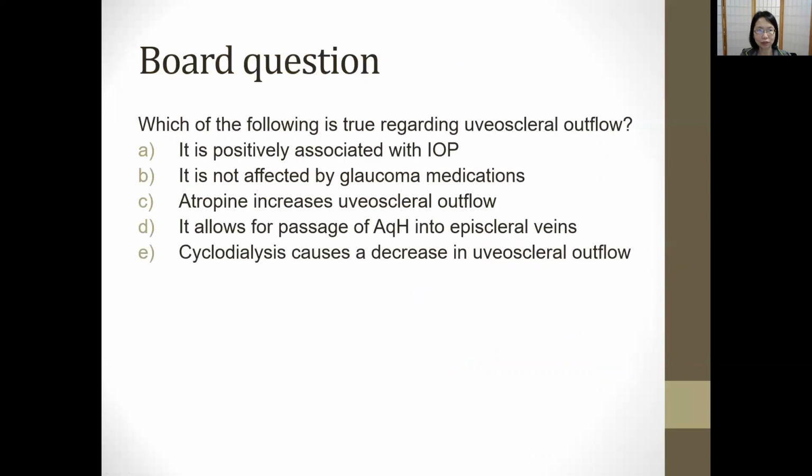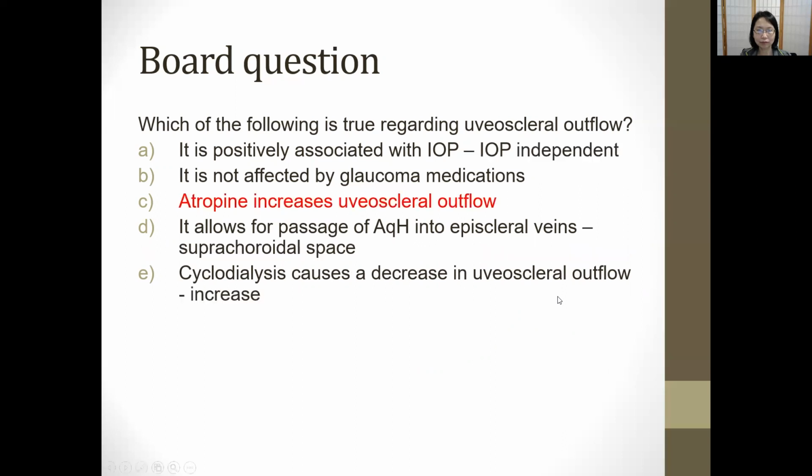So here's another board question. Which of the following is true regarding uveoscleral outflow? Choice A, it is possibly associated with IOP. Choice B, it is not affected by glaucoma medications. Choice C, atropine increases uveoscleral outflow. Choice D, it allows for passage of aqueous humor into episcleral veins. And choice E, cyclodialysis causes a decrease in uveoscleral outflow. And again, think for a moment to yourself. And the right answer is choice C, atropine increases uveoscleral outflow.